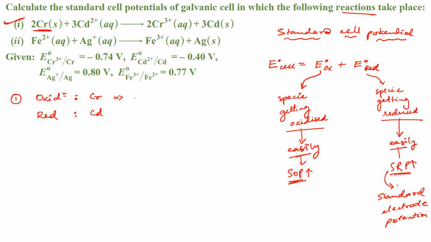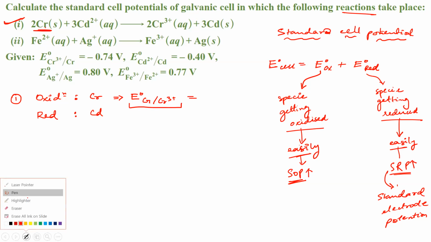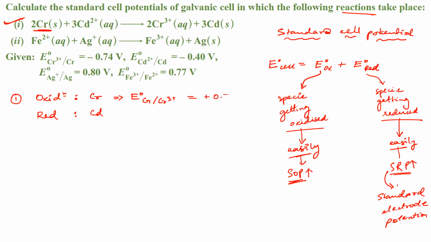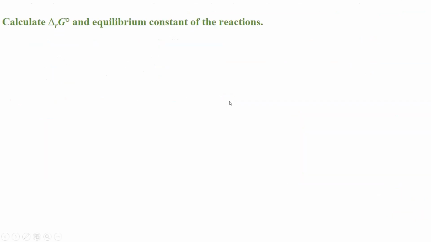What you will do, you will write like this: E naught oxidation of chromium. That means Cr is going from Cr to Cr3 positive. Now tell me, is this value given? No, sir. What is given? The opposite is given, right? So when we have flipped these entities, the sign will also get flipped, and this will be equal to plus 0.74. Clear?